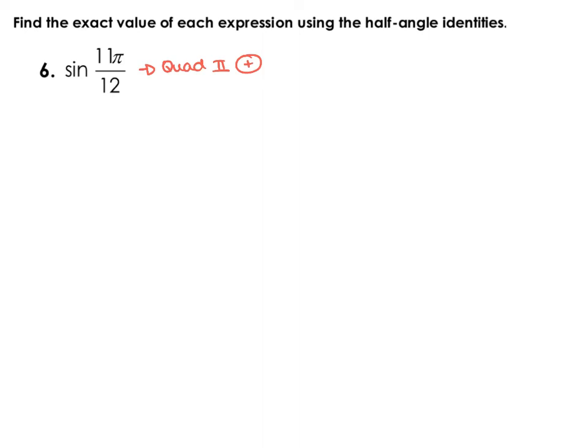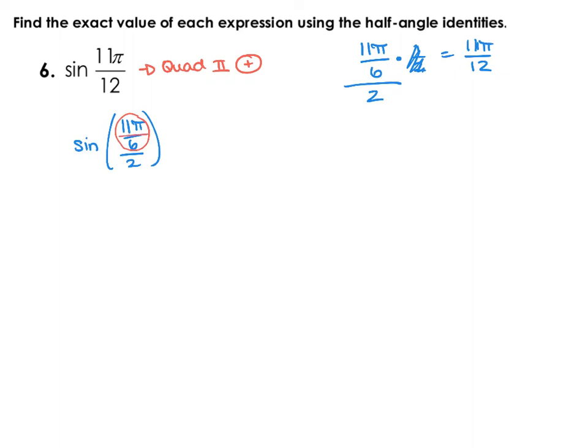So 11 pi over 12, this one's a little tricky to see. Sometimes these fractions are hard. If we have 11 pi over 6 times 1/2, that would give us this 11 pi over 12. So this is what we want to do. Well, times 1/2 is the same as division by 2. So that's how we can write that to end up with our half angle formula. So I'm going to rewrite this as the sine of 11 pi over 6, over 2. And then this 11 pi over 6, this is my theta in my half angle formula.